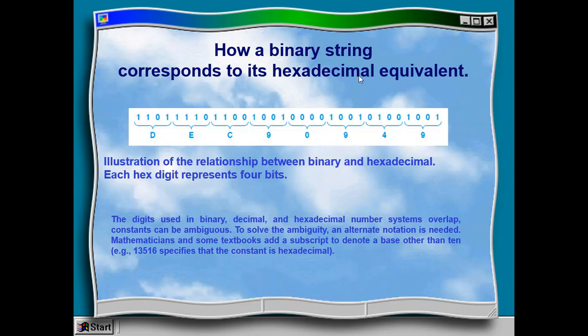So the digits used in binary, decimal, and hexadecimal number systems overlap and can be ambiguous. To solve the ambiguity, an alternative notation is needed, right?